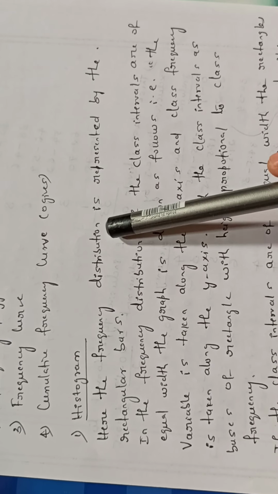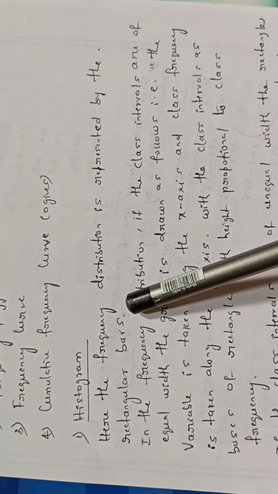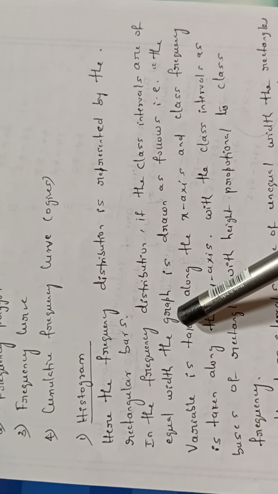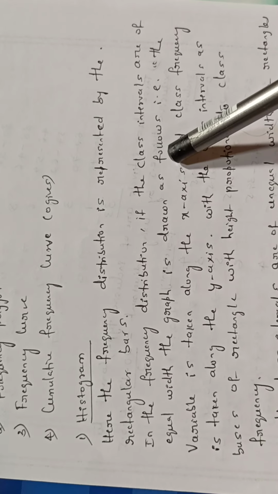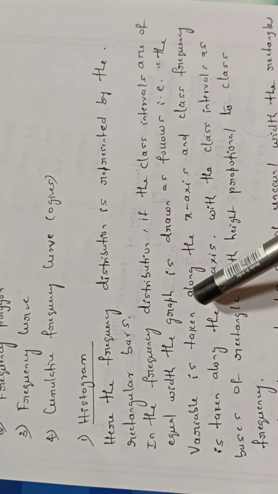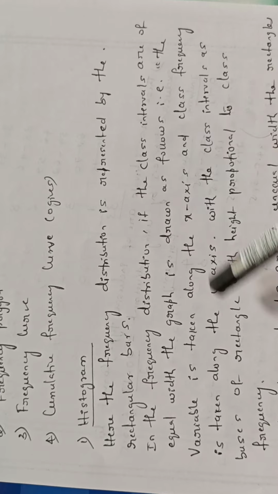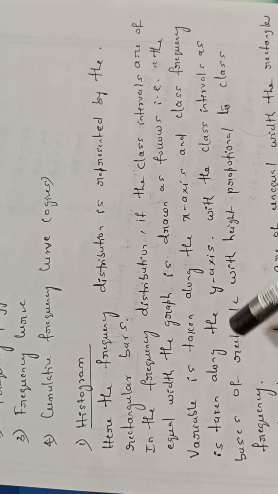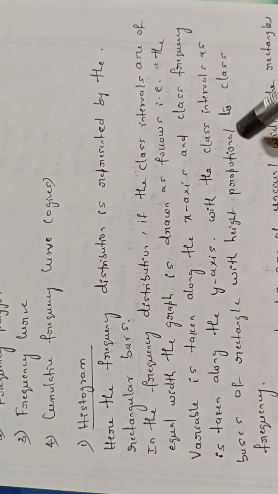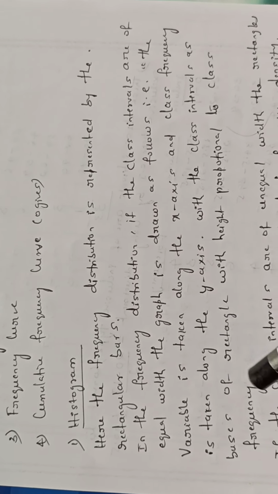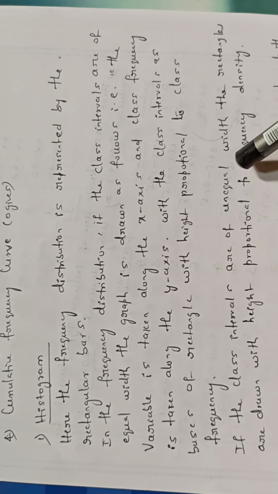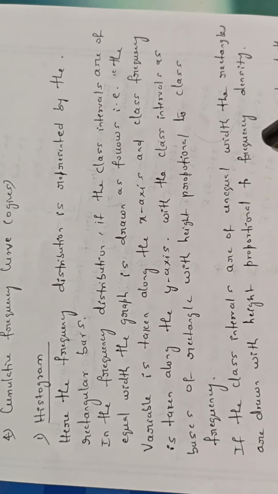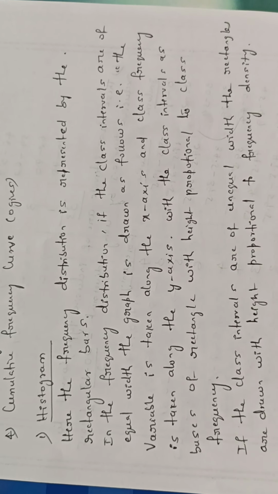Here the frequency distribution is represented by rectangular bars. In the frequency distribution, if the class intervals are of equal width, the graph is drawn as follows. That is, the variable is taken along the x-axis and class frequency is taken along the y-axis, with the class interval as the basis of the rectangle with height proportional to class frequency. If the class intervals are of unequal width, the rectangles are drawn with height proportional to frequency density.